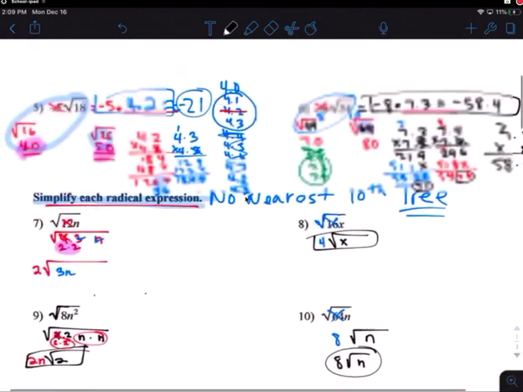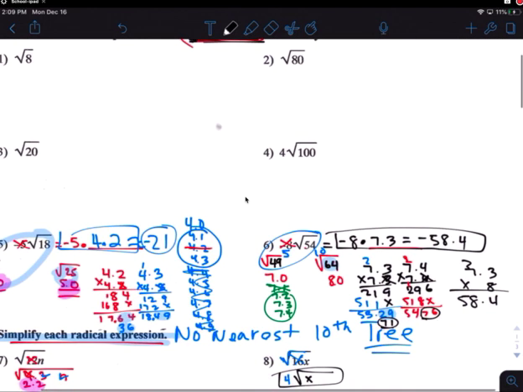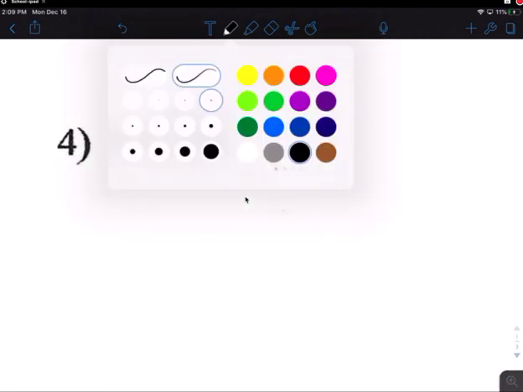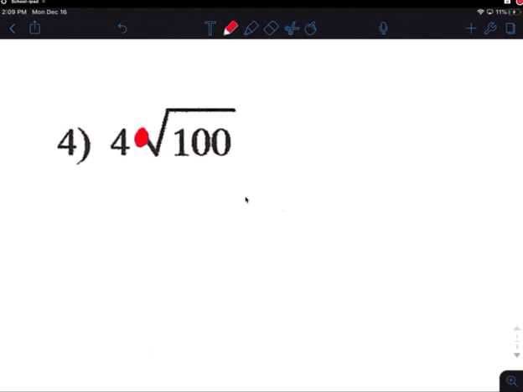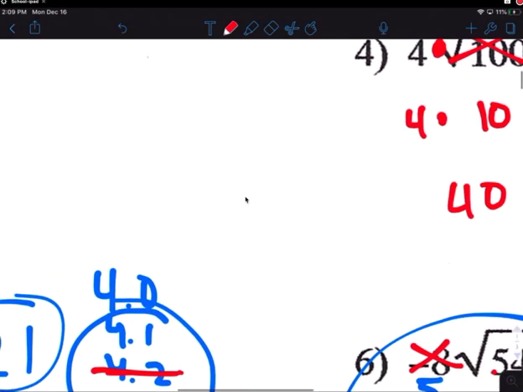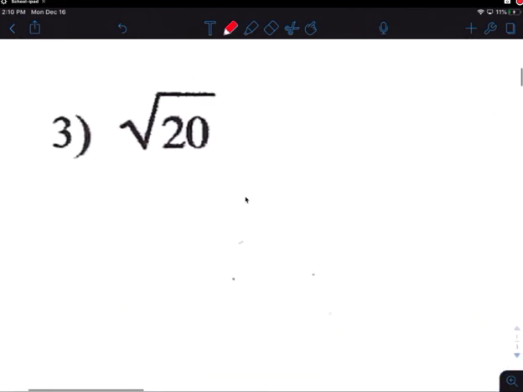All right, this page here. So, these first problems here we did in class. We'll do number 4. 4 is an easy one. This is 4 times square root of 100, which is just the answer 10. So 4 times 10. Okay, square root of 20.